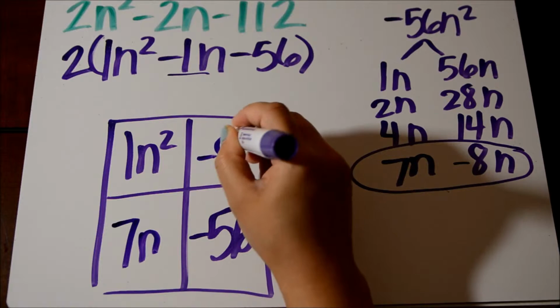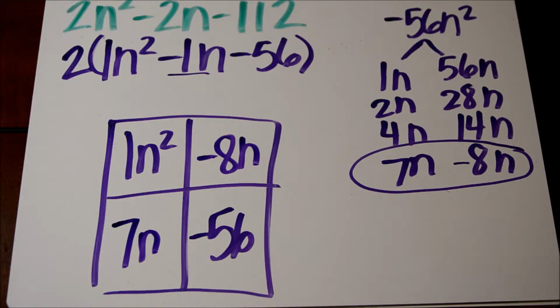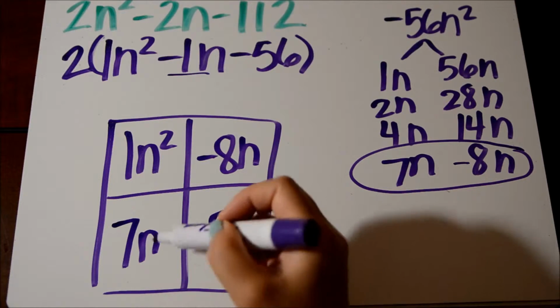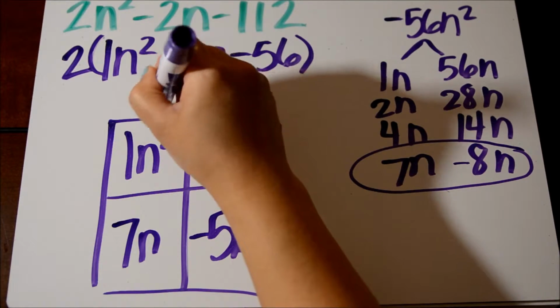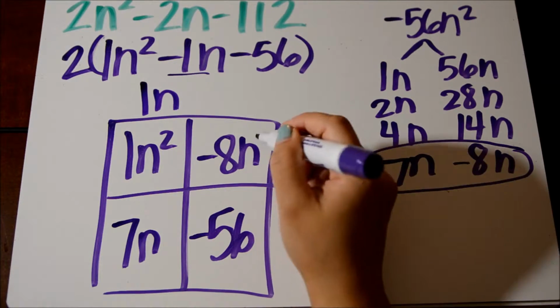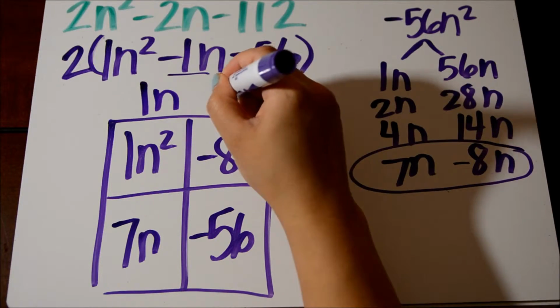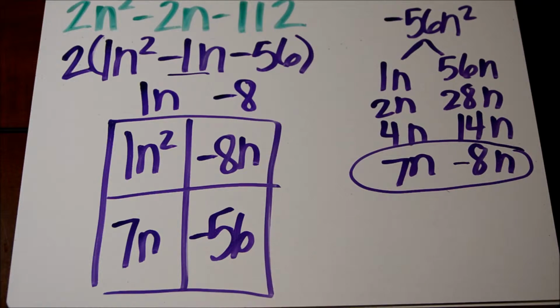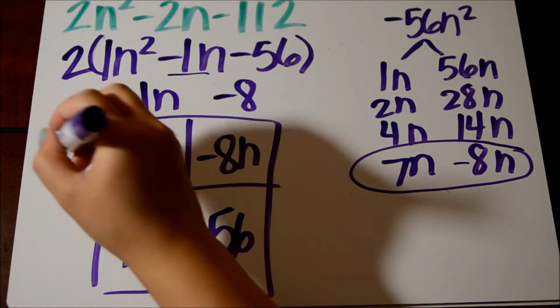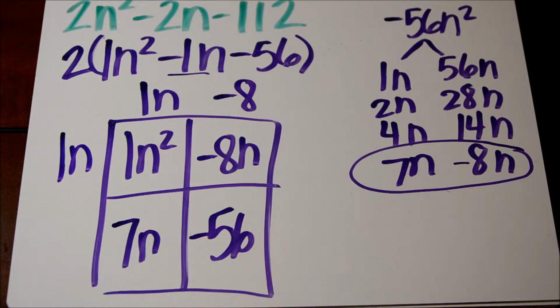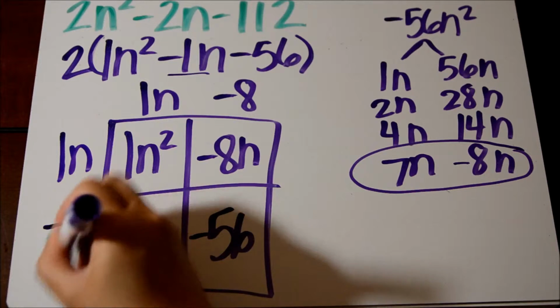We'll go ahead and fill out the remaining boxes with those numbers, and we're going to factor out the greatest common factor in each direction. So out of 1n squared and 7n, our greatest common factor is 1n. In our second column, negative 8n minus 56, greatest common factor is negative 8. And now let's take a look at the rows. 1n squared minus 8n, our greatest common factor is 1n. And lastly, the bottom row, our greatest common factor will be 7.